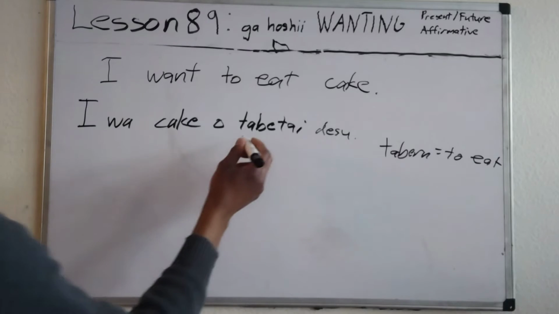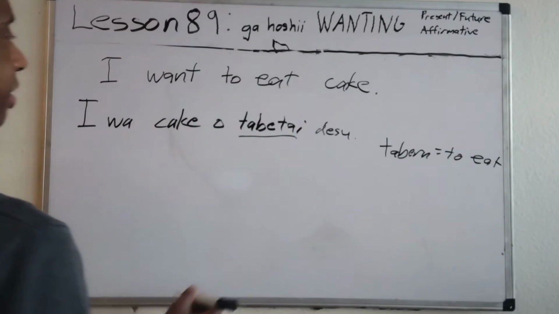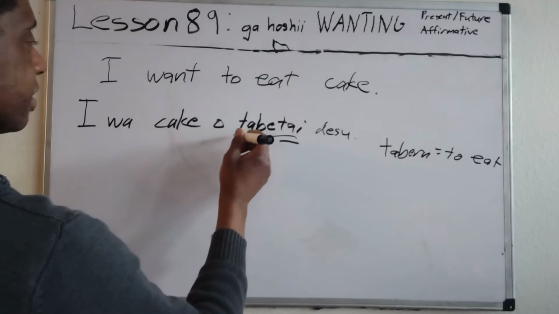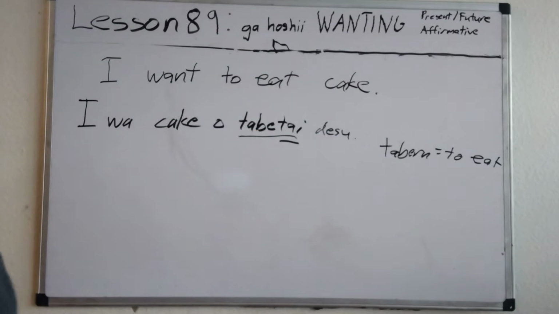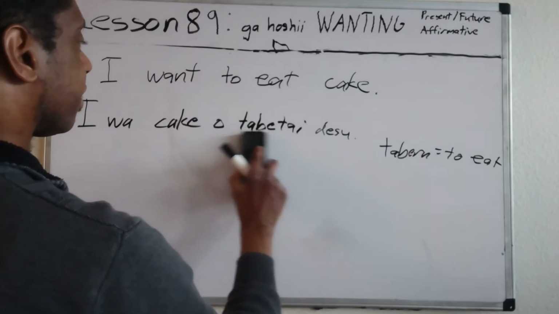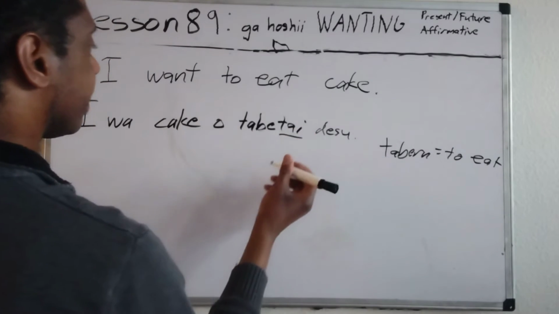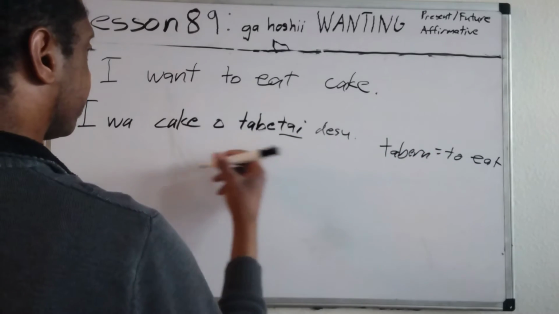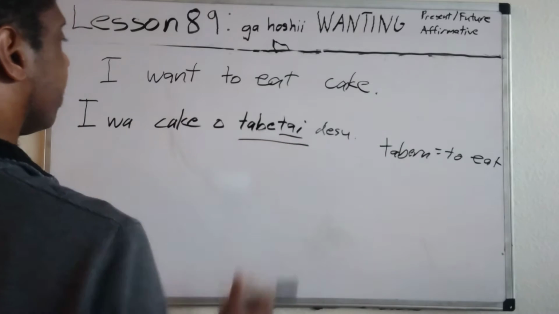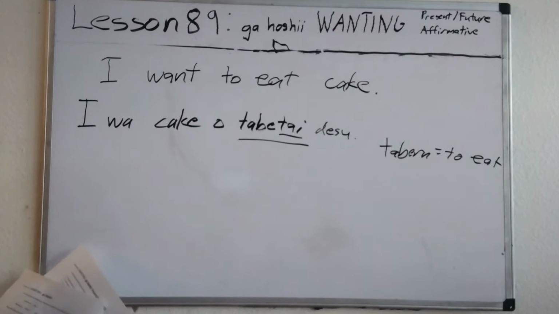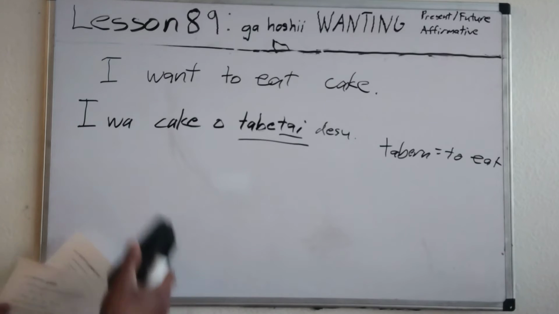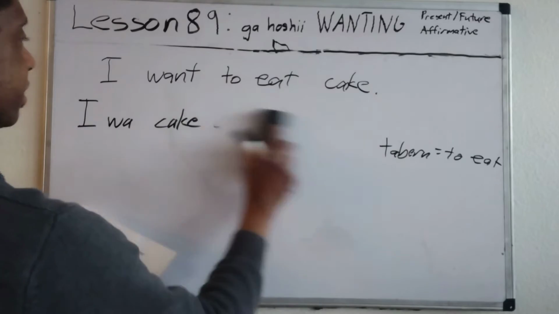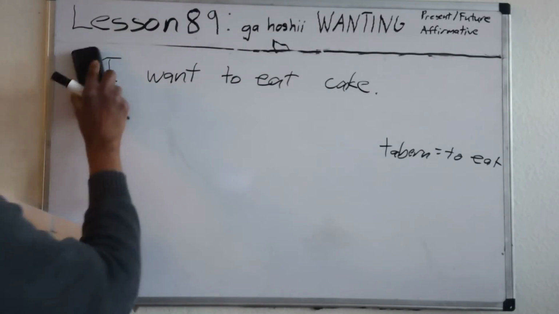Okay, that's wanting to do something, to eat. I want, tai makes it want. So all of tabetai is to want to eat. Okay, so tabetai is to want. Tabetai from tabedu, to eat, means to want to eat. Okay, now we're going to go over basically how to say I want something. Okay, an actual object. Not to do something, but want an object.